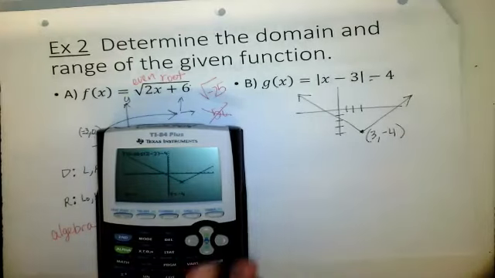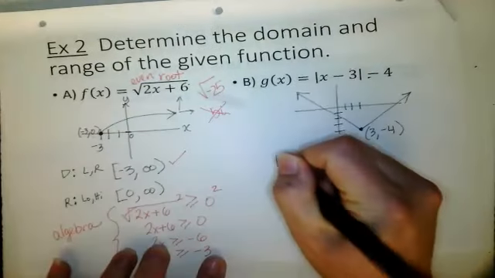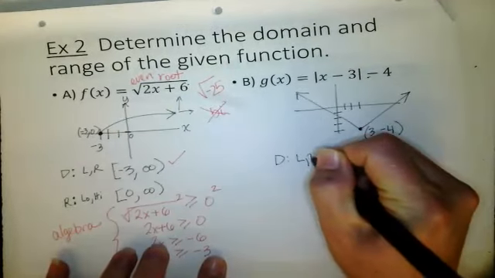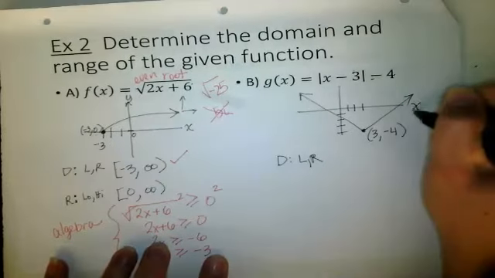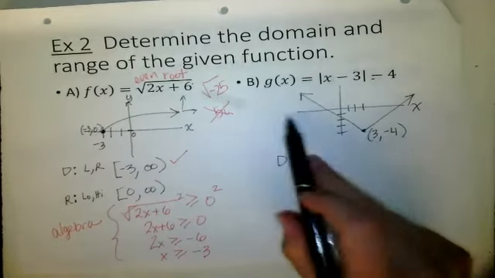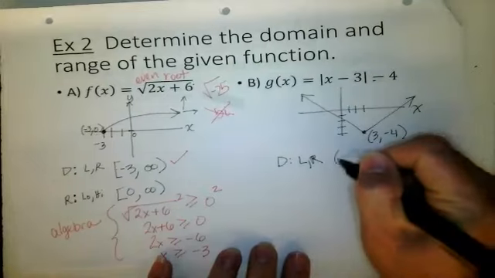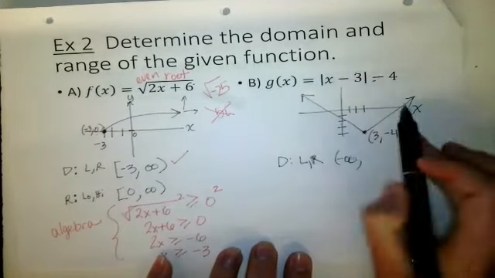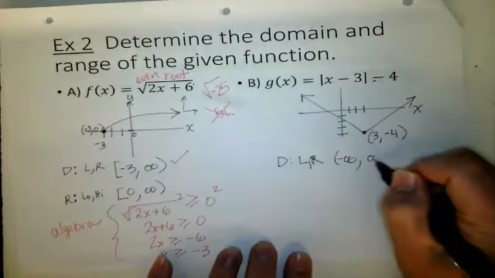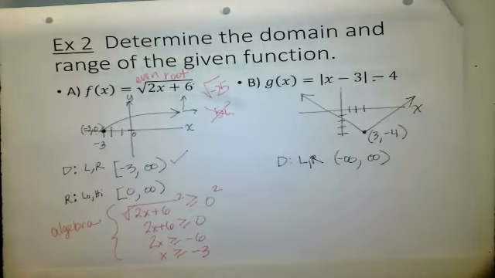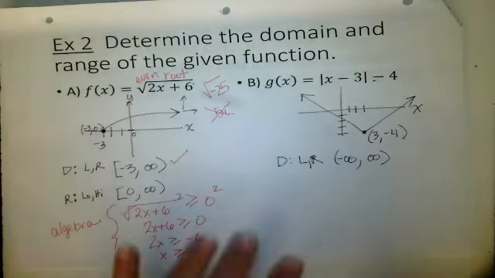All right. So when we're talking about domain, we want to know how far left and how far right does the graph go? How far to the left does it go? Negative infinity. And how far to the right does it go? Positive infinity. It goes on forever in both directions, left and right.